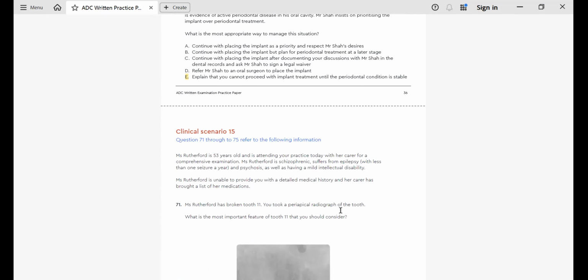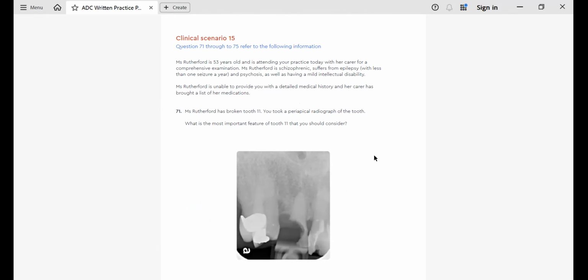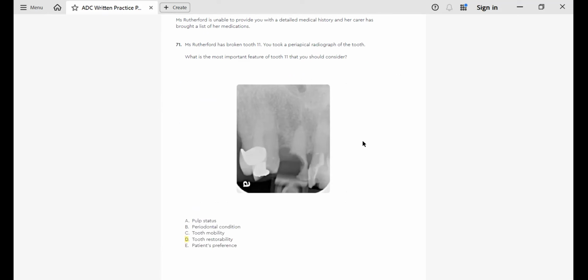All right. Next, Rutherford, who is schizophrenic and suffers from epilepsy, psychosis, and mild intellectual disability, came with her carer. Broken tooth 1-1, you take a periapical radiograph. Most important feature of the tooth that you should consider: tooth restorability. All right. It will be difficult for you to restore this tooth.